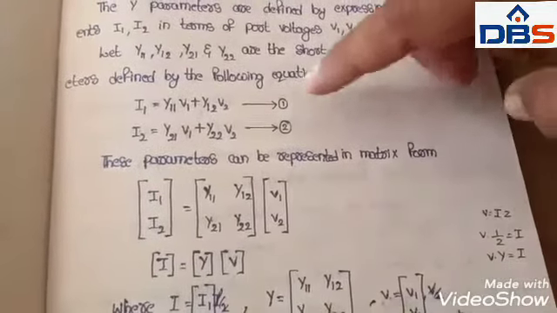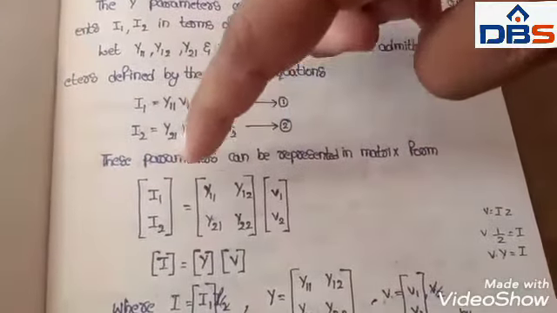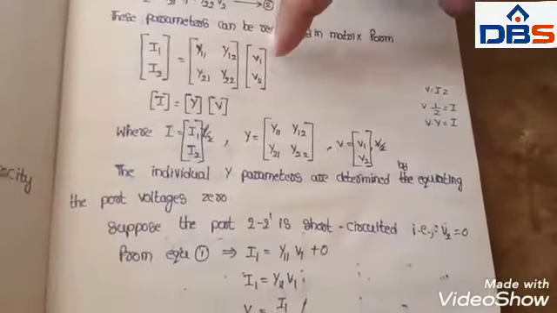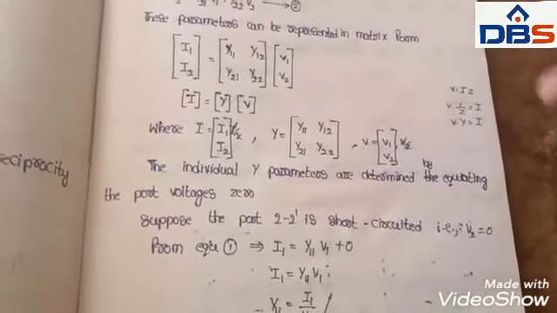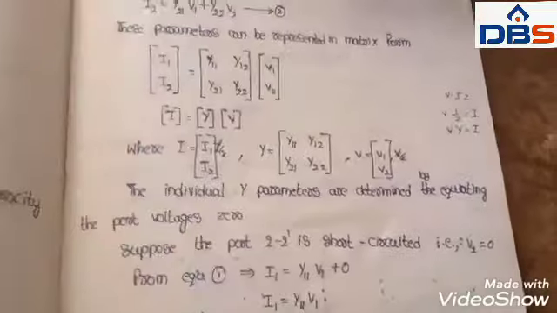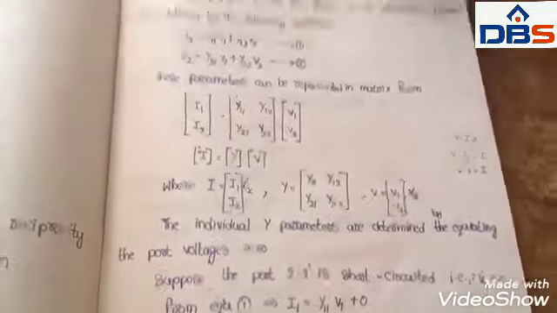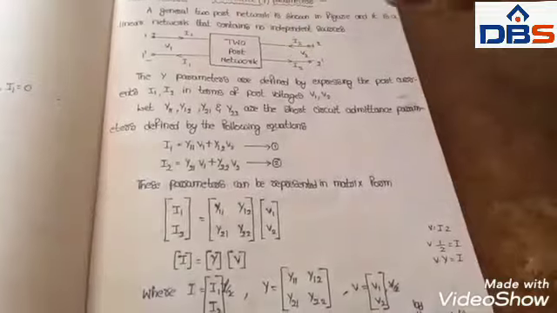So now these two equations must be represented in matrix form. [I1; I2] is equal to [Y11, Y12; Y21, Y22] times [V1; V2]. So now we have to find out the individual Y parameters: first of all, 2 dash is short circuited, and then 1 dash is short circuited.